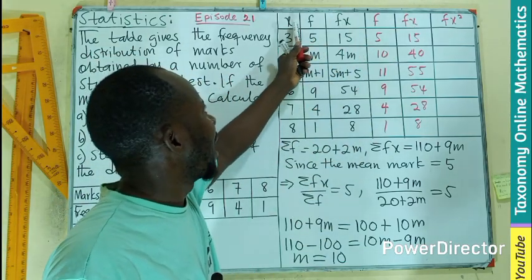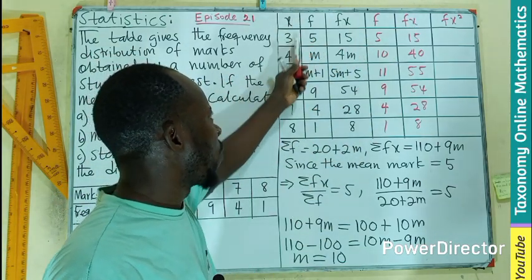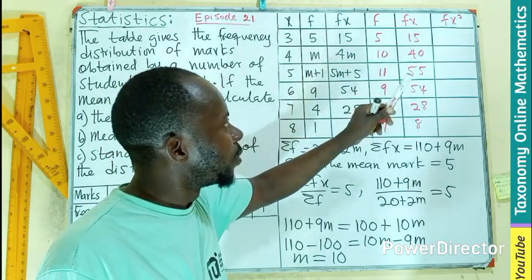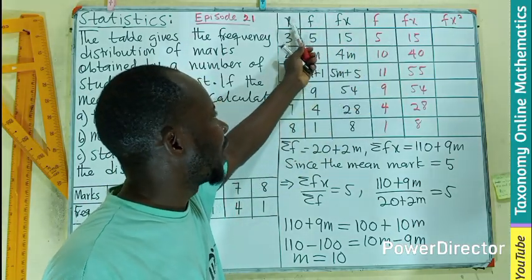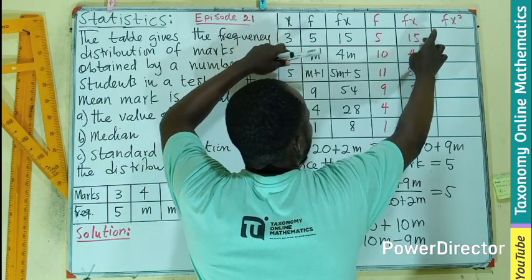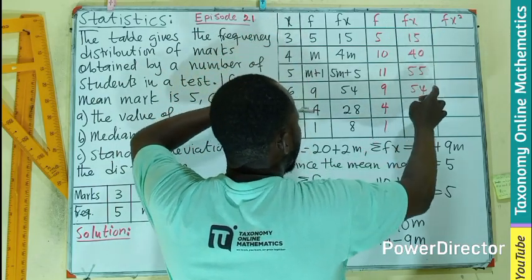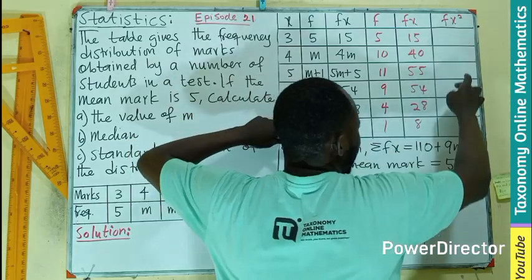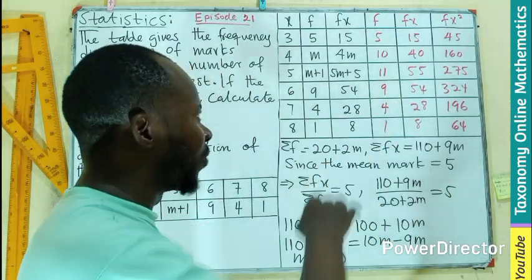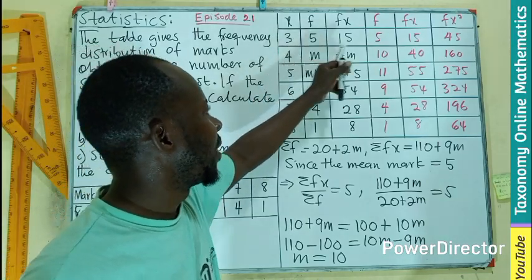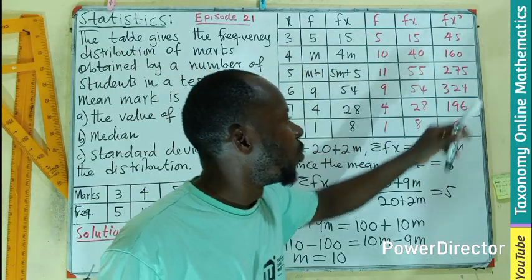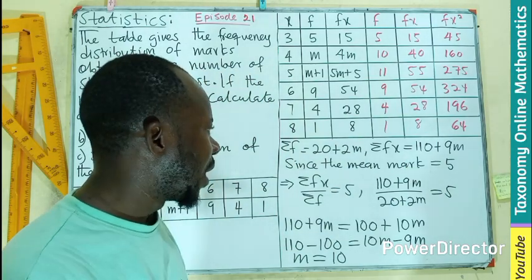Fx times x, or you find the square of the x multiplied by the f, is the same result. So fx times the x will give us fx squared, meaning this column times this column. Let's multiply it and see what these values will be. Okay, so you can see we have these values. If we multiply 3 by 15, it will give us 45. 4 by 40 will give you 160 in that column.